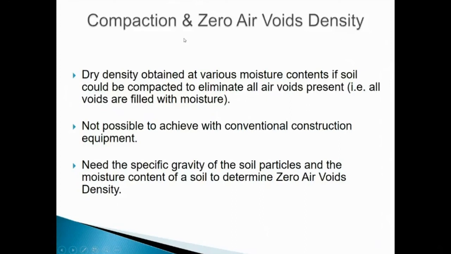Zero air voids density is the dry density obtained at various moisture contents if soil could be compacted to eliminate all of the air voids present. In other words, all of the voids are filled completely with moisture. What you need to know in the field and during construction is that it is not possible to achieve zero air voids density by compacting an unsaturated soil with conventional construction equipment. To calculate zero air voids density, what we need is the specific gravity of the soil particles and the moisture content of the soil.